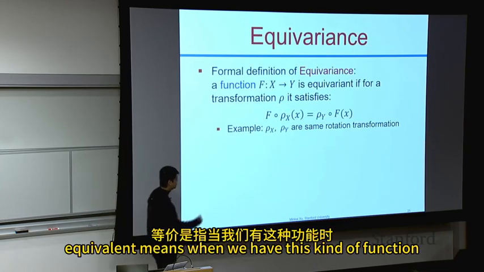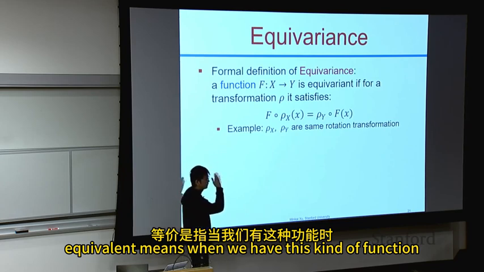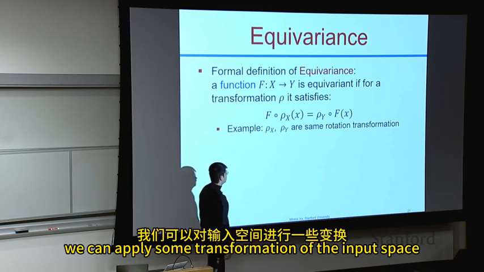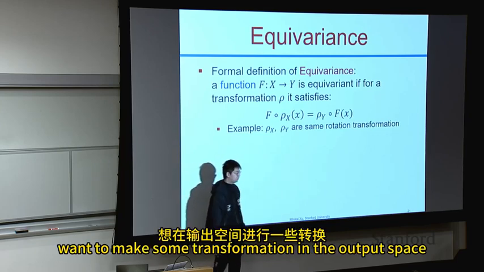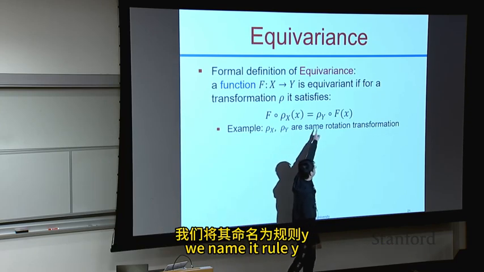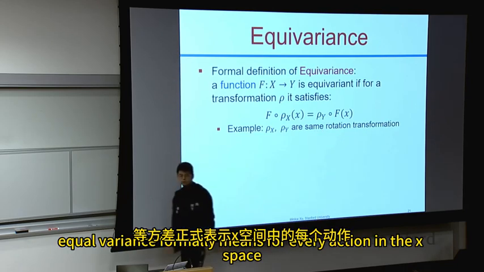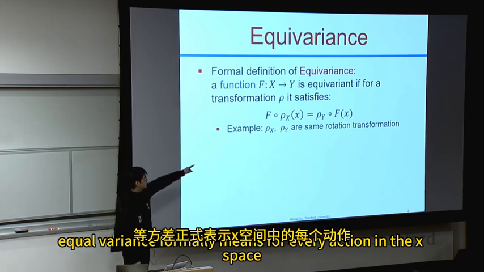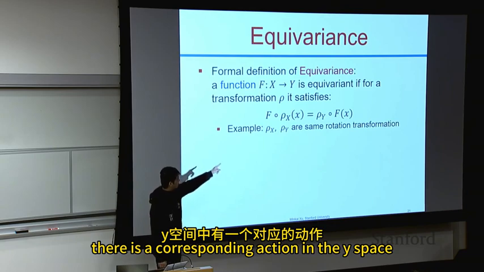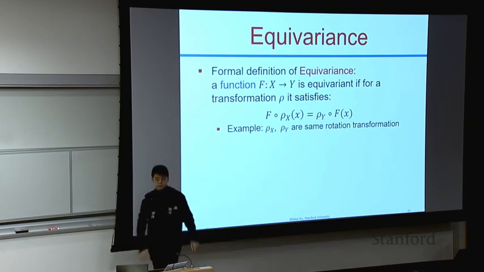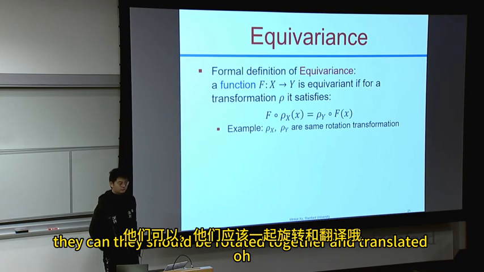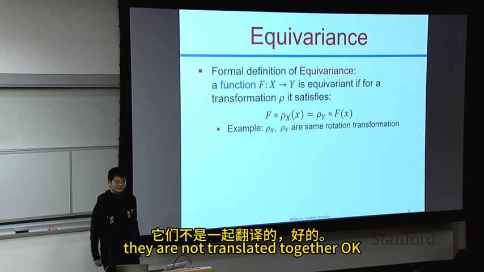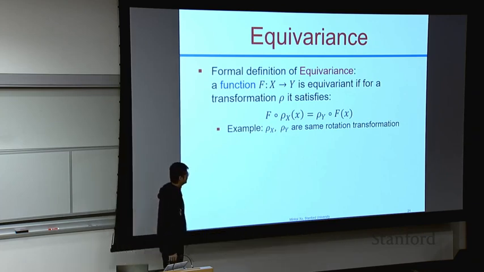So equivariant means when we have this kind of function, we can apply some transformation of the input space. We name it rho x. And we similarly want to make some transformation in the output space. We name it rho y. So equivariance formally means for every action in the X space, there is a corresponding action in the Y space. They are bijective. So a very natural choice is they should be rotated together and translated. They are not translated together. Okay, just think about rotation first.